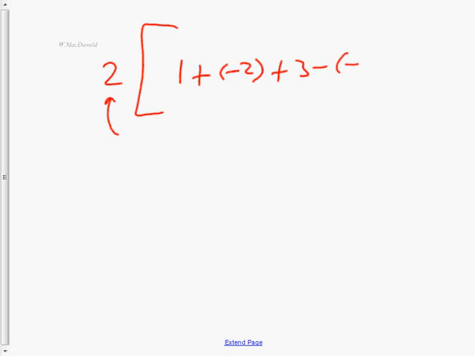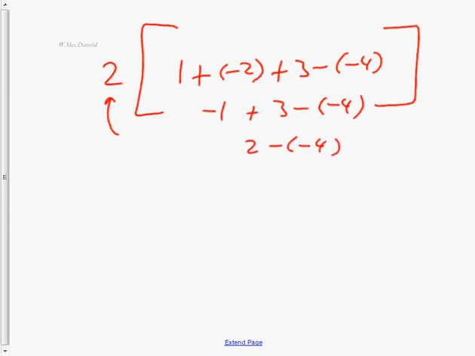Question 7. There's a 2 with a square bracket. Now this means at the end, once I solve whatever's in the bracket, the last step I'm going to do is multiply it by 2. 1 plus -2 plus 3, take away -4, and the square brackets. So let's simplify the brackets first. 1 plus -2 is -1.